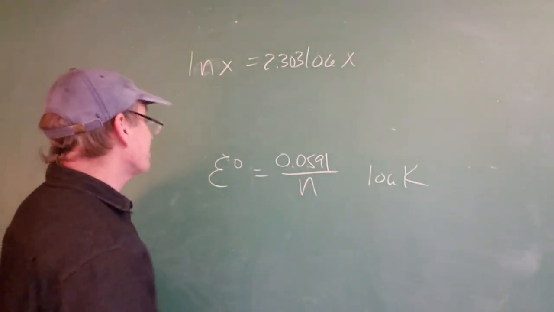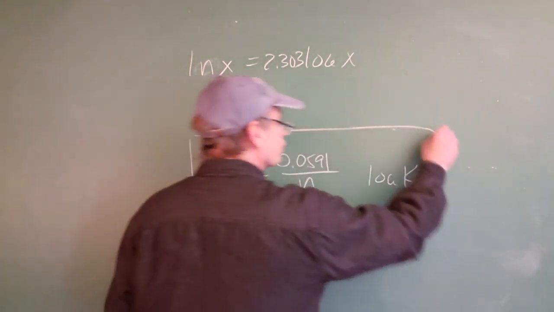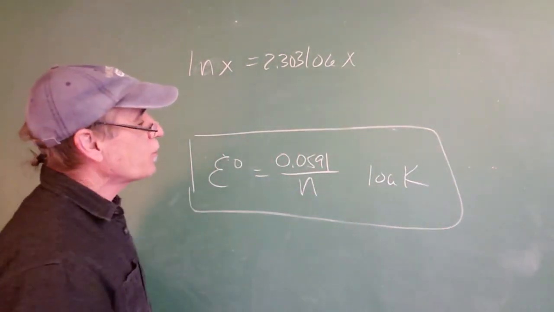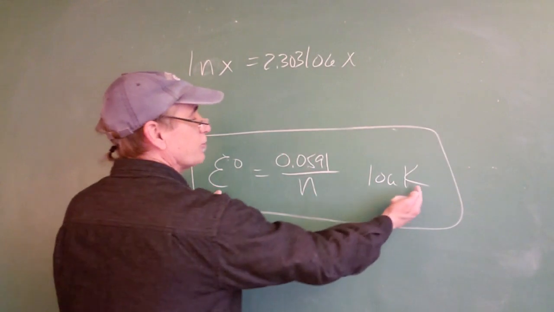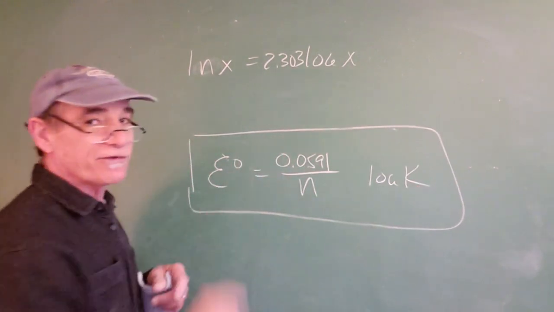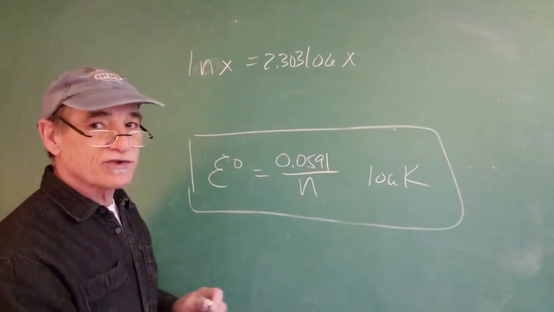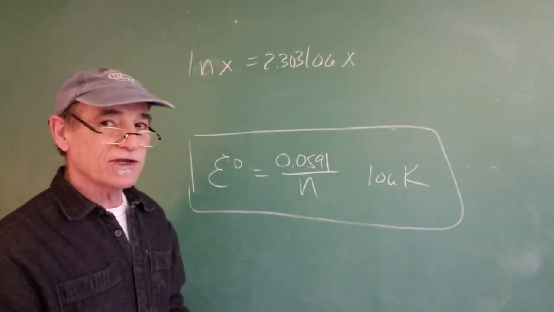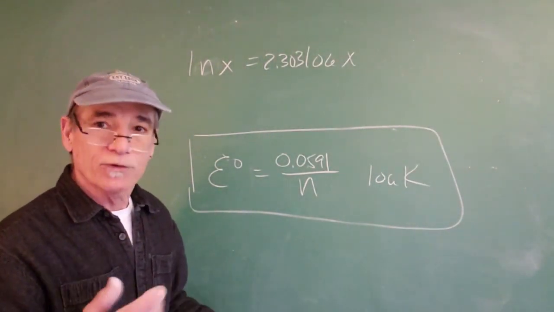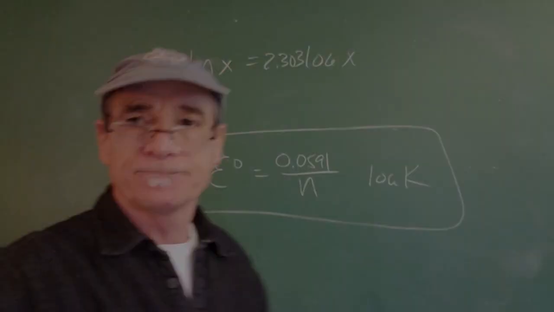All right, well, now that's kind of a handy relationship. If I want to know the relationship between the voltage and the equilibrium constant, the only other thing I need to know is the value of N, the number of electrons exchanged in that particular oxidation reduction reaction. All right, well, let's do a problem like that.